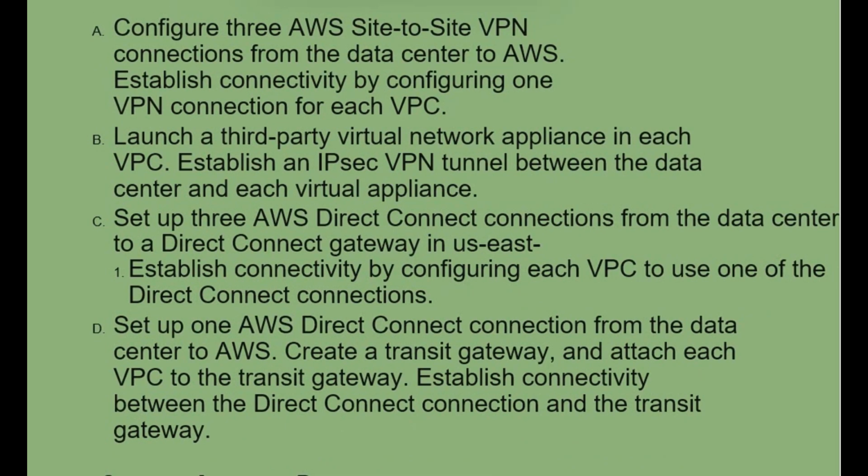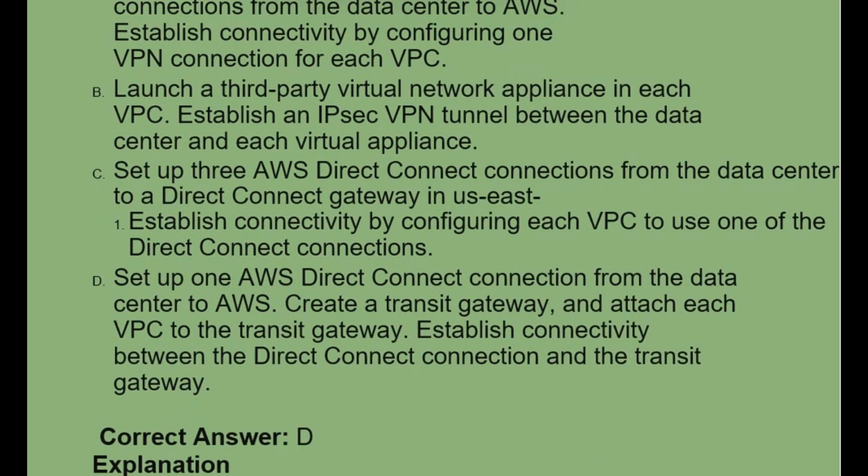Create a transit gateway and attach each VPC to the transit gateway. Establish connectivity between the Direct Connect connection and the transit gateway. Correct answer is option D.